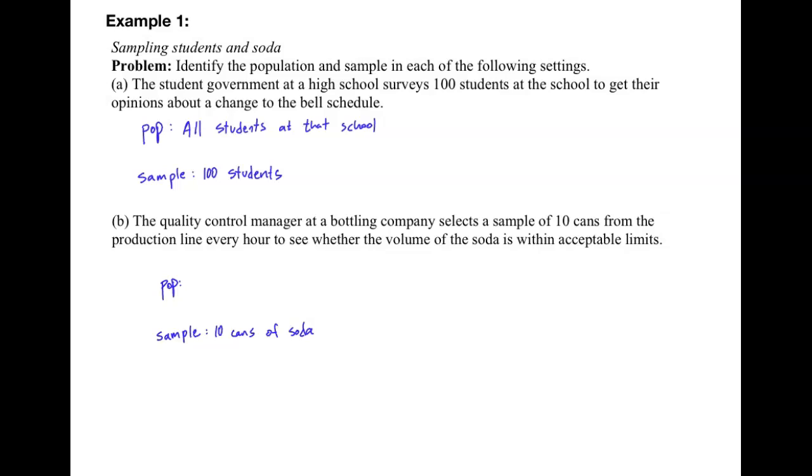Excellent. Yeah, good job. So all cans of soda produced that hour specifically. So not all cans of soda that they've ever produced, just the ones for that hour they're trying to study for.